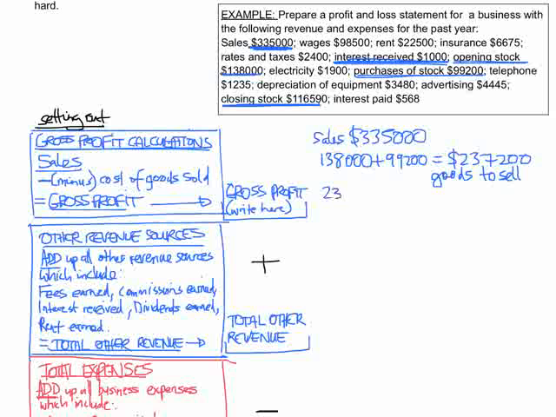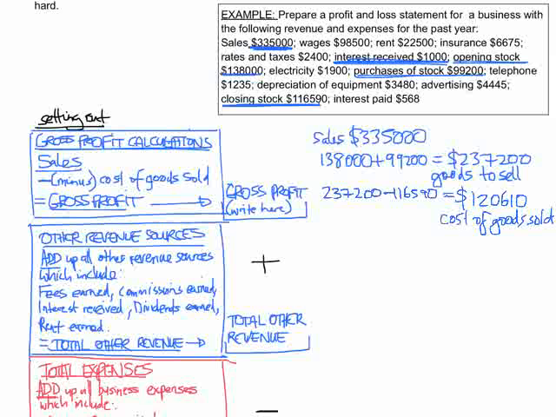So 237,200 minus 116,590 should give you 120,610, which is the cost of goods sold. That's how much it cost them to sell the stuff that they sold during that year.